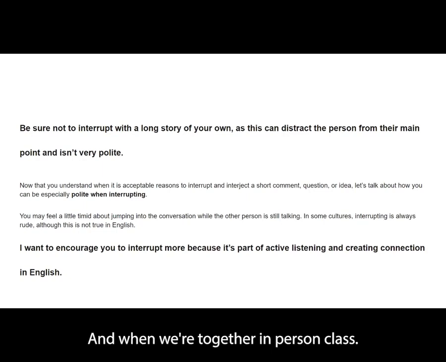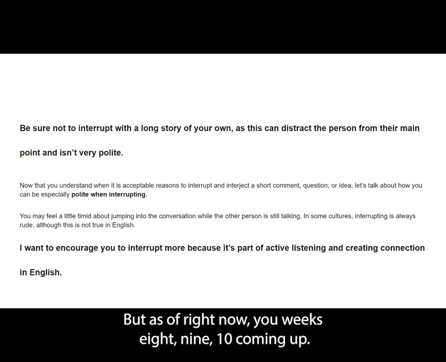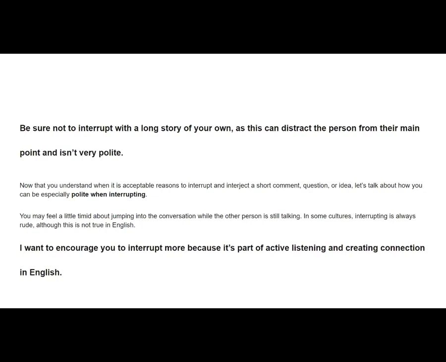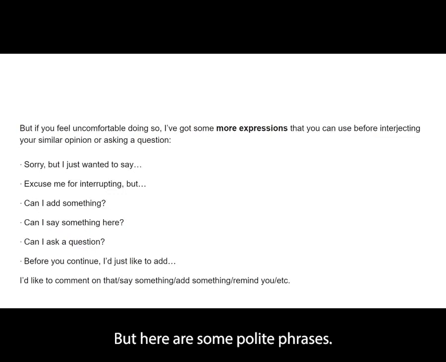And when we're together in person class, if that happens, COVID is being COVID, so we'll see. But as of right now, weeks 8, 9, and 10 coming up, I want to practice this active listening in person. But here are some polite phrases we could use.